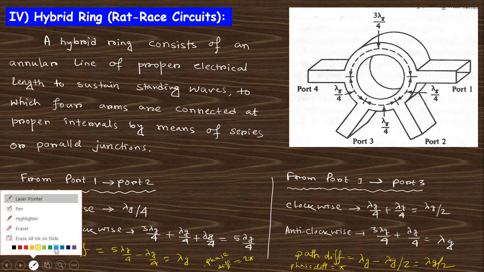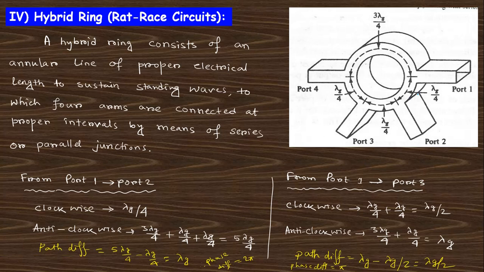In a similar fashion, for port 1 to 3 as 2 to 4. So if you take port 2 to port 4, in the same manner, in the clockwise direction, lambda g plus lambda g, that is lambda g by 2. In the anti-clockwise direction, this is lambda g by 4 and this is 3 lambda g by 4, that is lambda g. So these are the same things in the case of port 2 to 4. So you can see S24 is also 0, and this is written here.